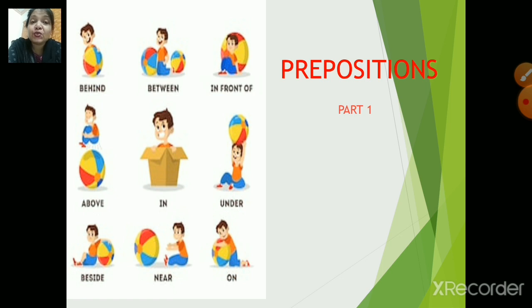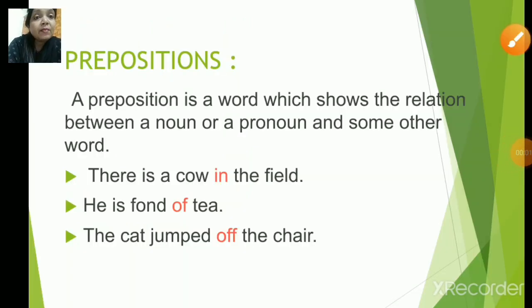Yes, today we will be doing part 1. So make sure, children, that you are going to pay attention and listen to all the rules that we are going to discuss today. So let us quickly start with the session. Now, what are prepositions, children? Preposition is a word which shows the relation between a noun or a pronoun and some other word.